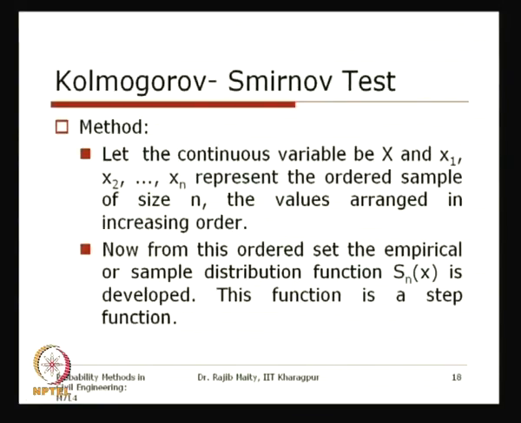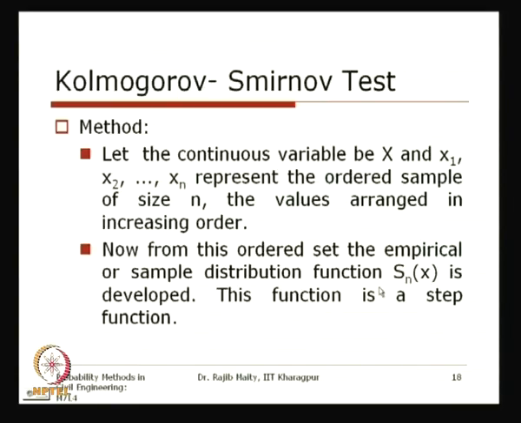Now suppose there is a random variable x and we have a data set x1, x2, x3 up to xn, which represents the ordered sample of size n. Whatever data we have from the actual observation, we can first arrange it in increasing order, x1, x2, up to xn. Now from this ordered set, the empirical or sample distribution function Sn(x) is developed, and this function is basically a step function.